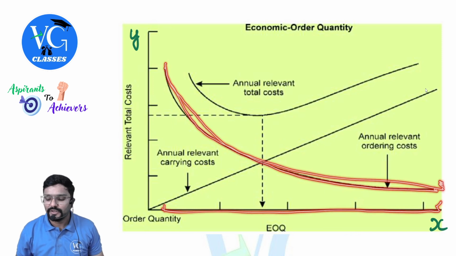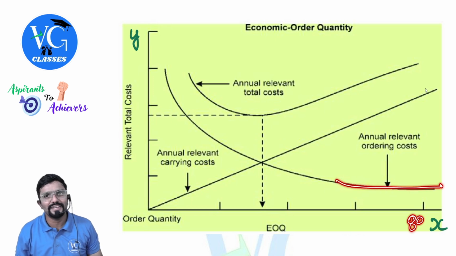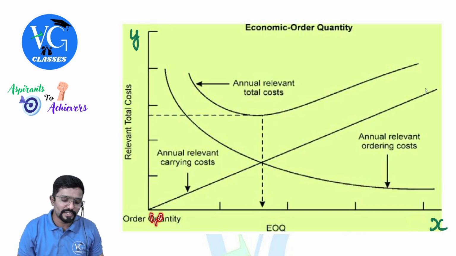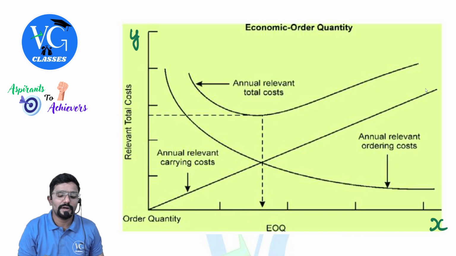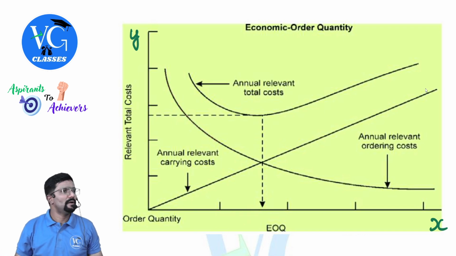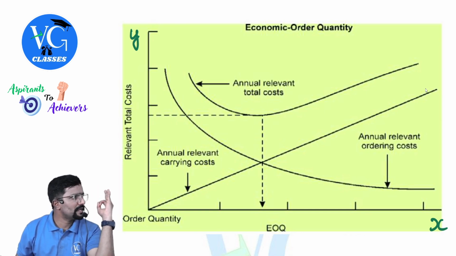Sir, if I purchase 1 lakh kgs or 80,000 kgs, then ordering cost would be less because the number of orders is less. Sir, if I am purchasing 1,000 kgs or maybe 5,000 kgs every time, then ordering cost would be more. Any confusion in this?